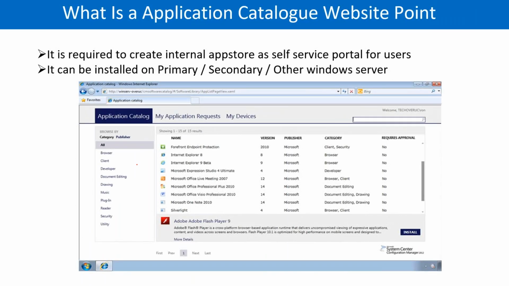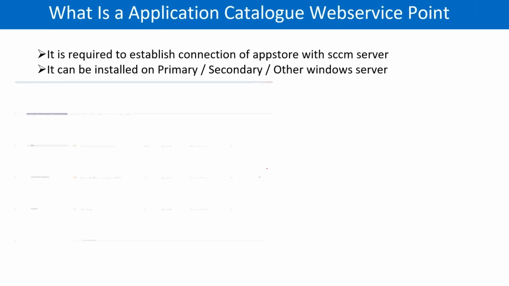Okay. There was one role called application catalog website point, so that we can create one internal website, and all applications you can publish on a website, and you can ask users to go to the website and install themselves whatever the approved applications are there. Just like a Play Store, but this is decommissioned now. We don't have this role anymore in the new version of SCCM, so we don't need this one. Okay.